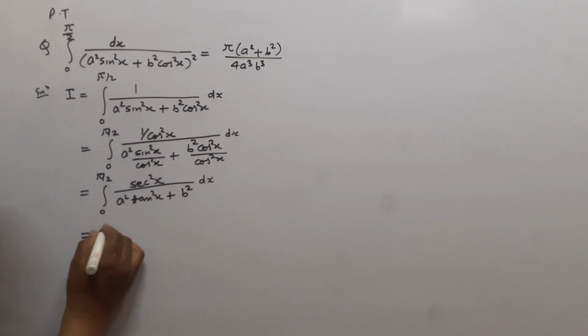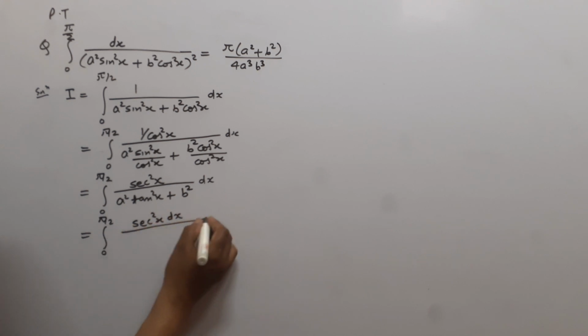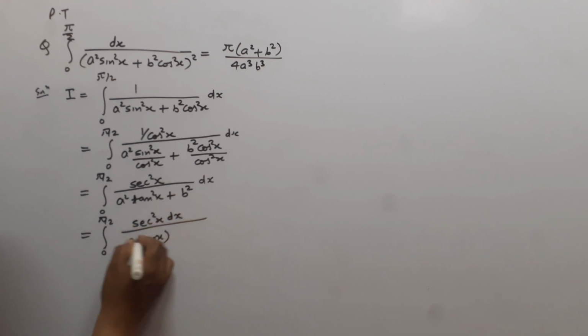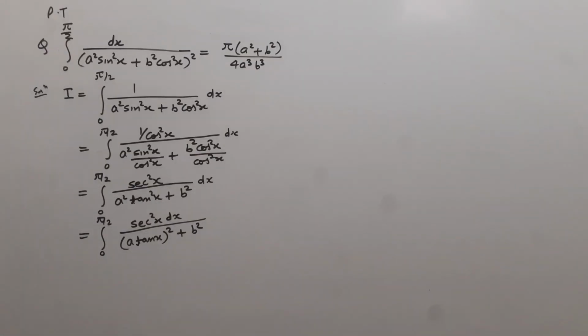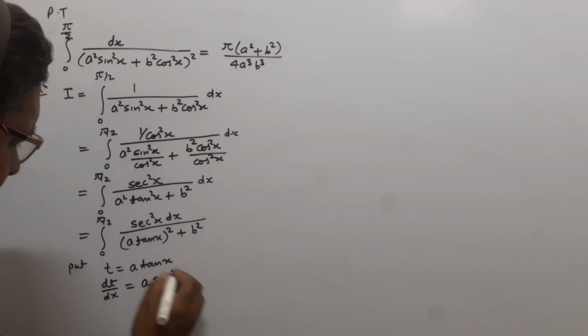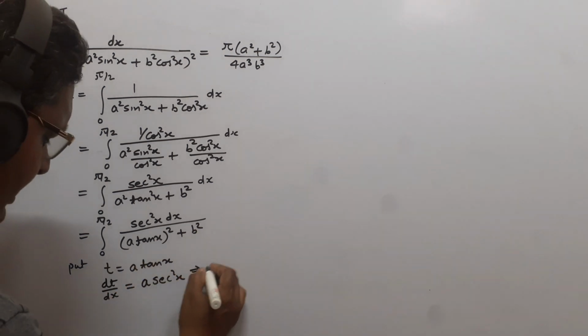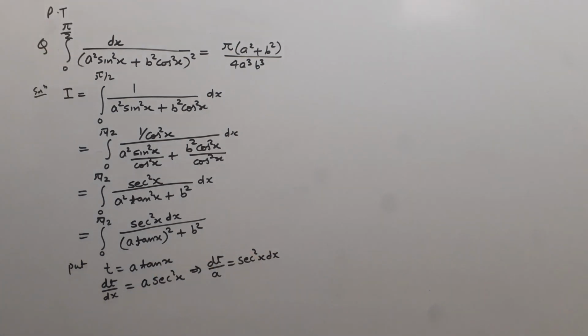Now in the denominator, this a square tan square x can be written as (a tan x) whole square plus b square. So for this integration we use substitution. Put t equal to a tan x. Now we differentiate this t with respect to x, so we get dt upon dx. a is the constant here and the differentiation of tan x is sec square x. So from here we can write dt upon a is equal to sec square x dx.